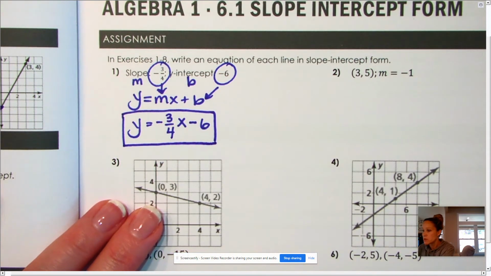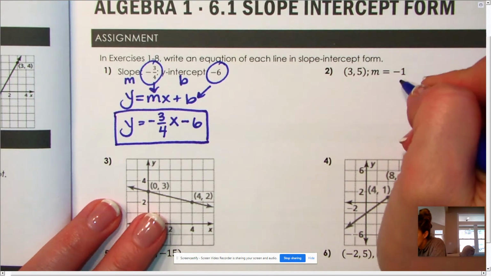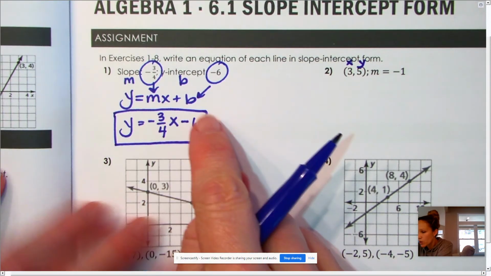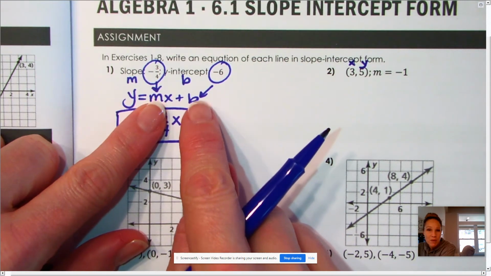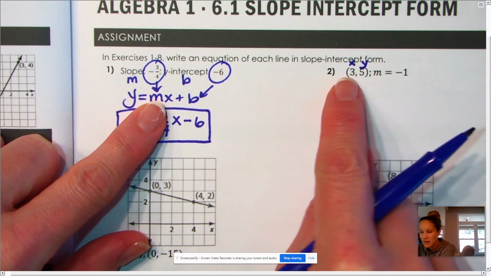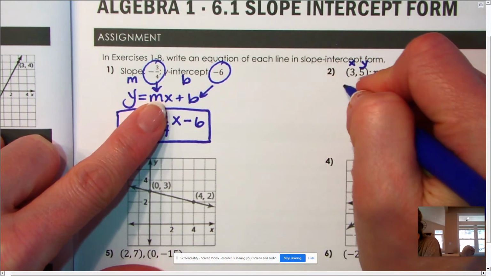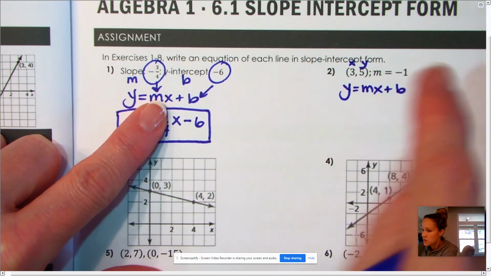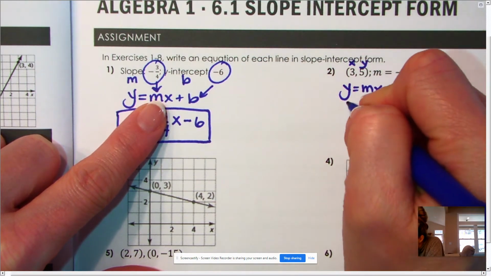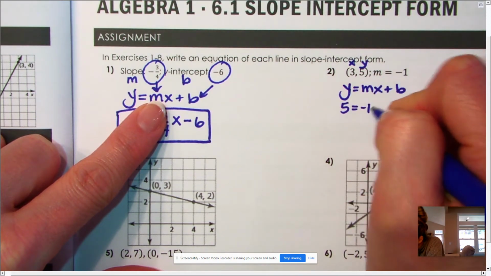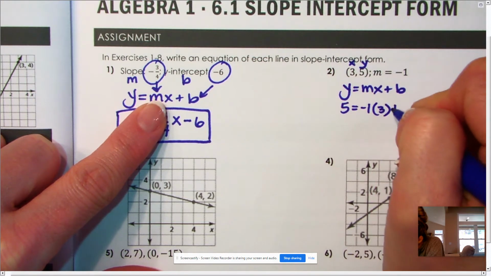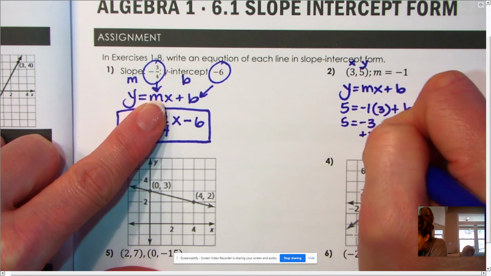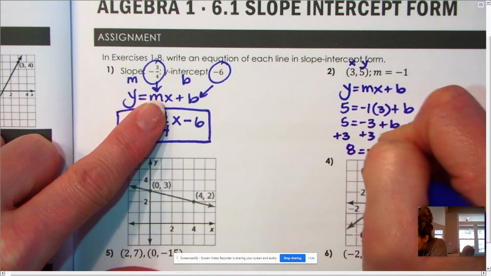Okay, question number 2. We know what our slope is. We have an x value, we have a y value, but we always want to know m and b. So we have the m, but in order to find b, we're going to have to plug in the information we know. So all of these problems, we're always going to start off with y equals mx plus b once we know the slope. This one, they just tell us the slope. So I'm going to plug this in. So 5 equals m is -1, x is 3, and then plus b is what I'm trying to find. So 5 equals -3 plus b. I'm going to add 3 on both sides, so I get 8 is equal to b.